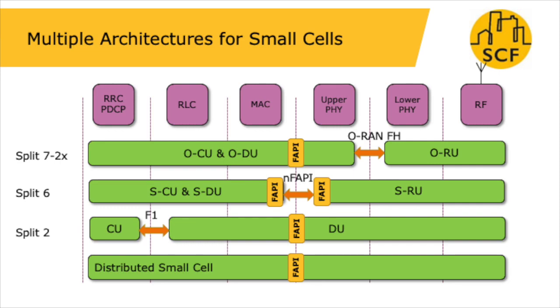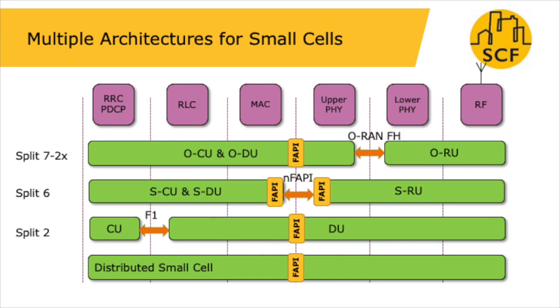We have split 6. Here, between the MAC and the PHY, FAPI actually has to spread across that interface, and that's the work that the Small Cell Forum does in terms of network FAPI to enable that. And then we have split 2. Split 2 is what you get in 5G non-standalone networks with the F1 interface, and so here FAPI is now in our distributed unit.